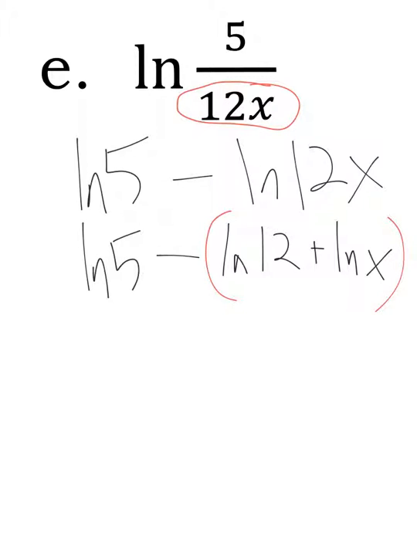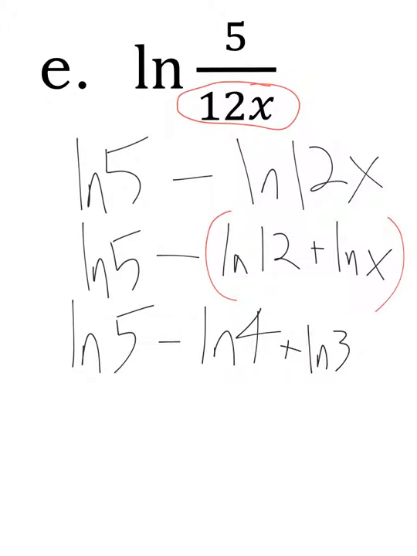So we'd be done at this point, except I can break down ln 12. What are your factors of 12? Your factors of 12 are 6 and 2 and 4 and 3. It doesn't matter which one you use, you're going to get the same answer regardless, but I'm going to use 4 and 3, because if I use 4, that gives me an opportunity to break that down, because 4 is 2 squared.